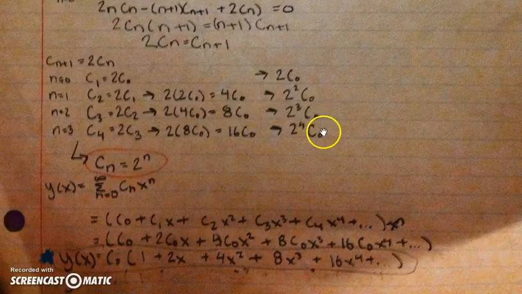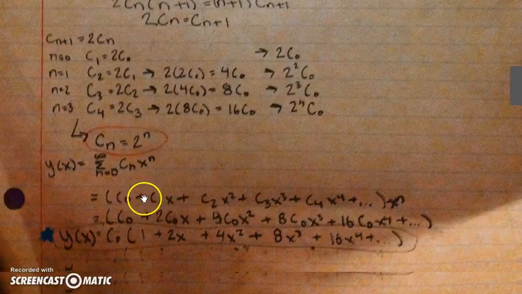So from there, we actually can see a pattern. For n equals 0, you have 2 to the 0 C0. For n equals 1, you have 2 to the 1 times C0. For n equals 2, you have 2 squared C0. And when n equals 3, you have 2 cubed C0, and so on and so forth. As you can see, the exponent keeps going up with n. So what you have here is Cn equals 2 to the n C0. That's our general equation there.